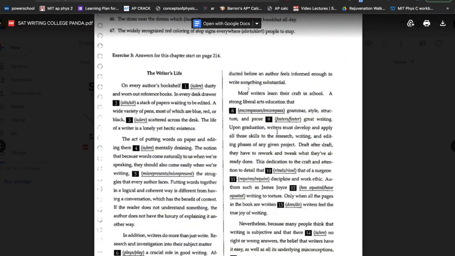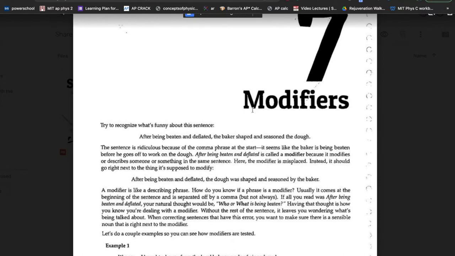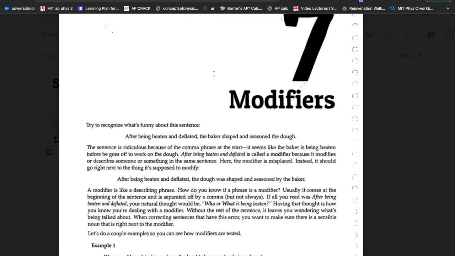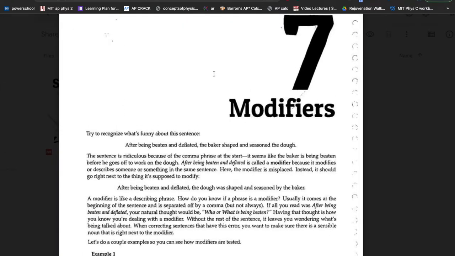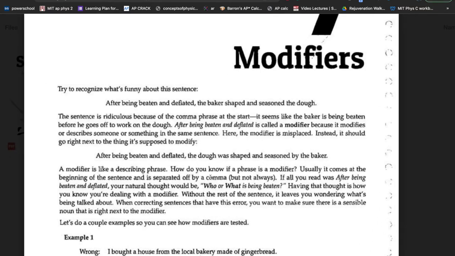So, anyways, we'll start with modifiers. It's another one of those grammar things, similar to prepositions. Let's start off with this first example. Recognize what's funny about this sentence. After being beaten and deflated, the baker shaped and seasoned the dough. I hope you see it immediately. After being beaten and deflated, the baker was beaten and deflated.